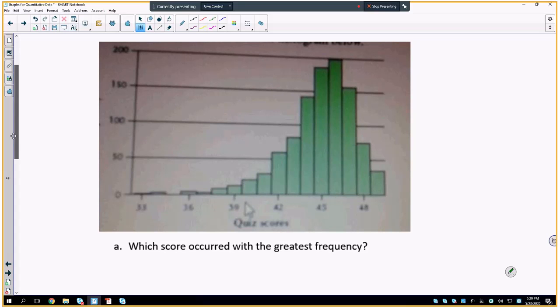These quiz scores range from about 33 to about 49. The first question is just which score occurred with the greatest frequency? Because this is a distribution, and for every value of the variable we see its frequency in terms of the bar, the tallest bar is going to give us the value that occurred most often. It looks like the tallest bar is this one here, and I can trace it back to see this looks like it should be 46, then 47, then 49. So 46 is the value that occurred most often.